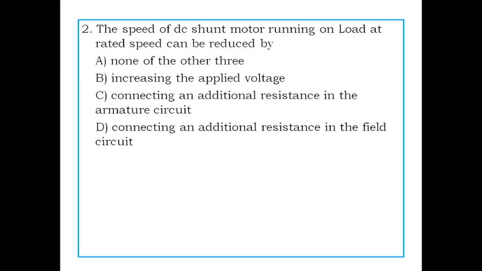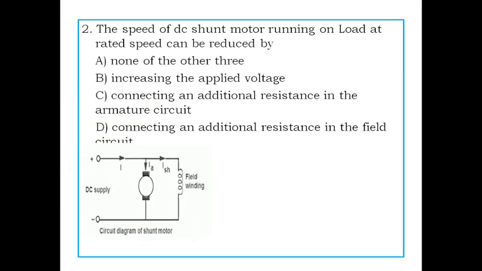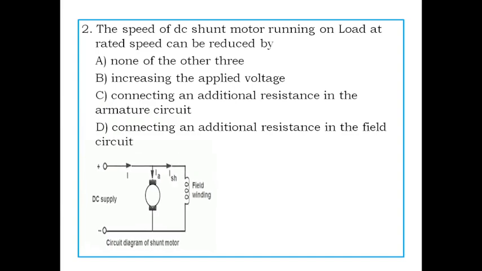Here, the speed of a DC shunt motor running on load at rated speed can be reduced by dash. Means there is a shunt motor which is running on load, and we need to reduce the speed of that motor. So how can we do that? You can see the shunt motor here, wherein the field winding is connected across the armature, and the options are given here. First we need to understand the relation of speed and the other parameters in the shunt motor.